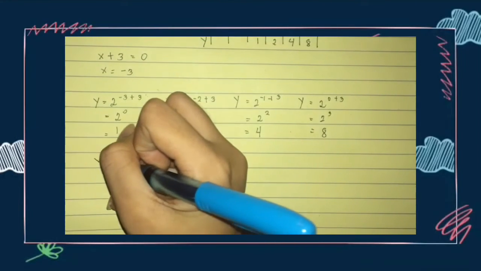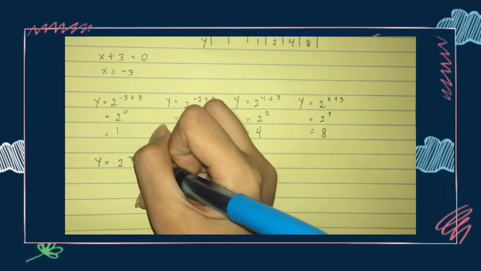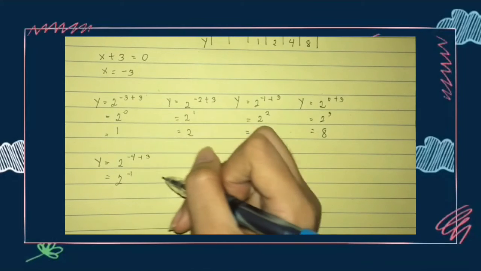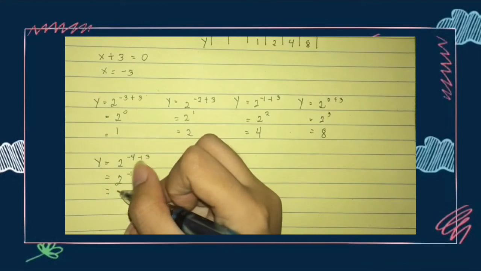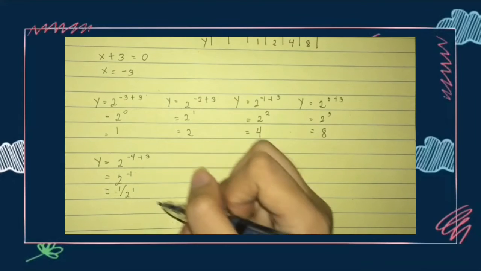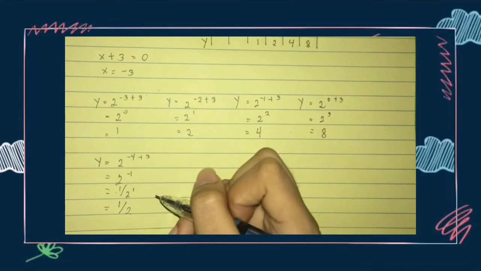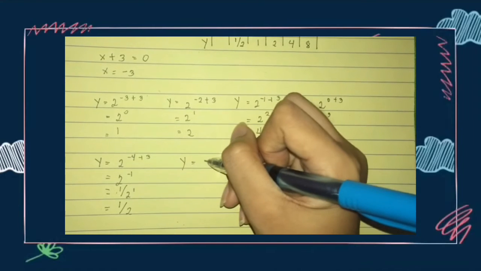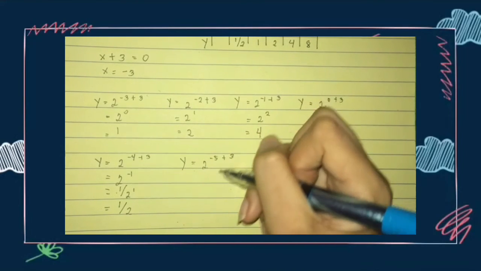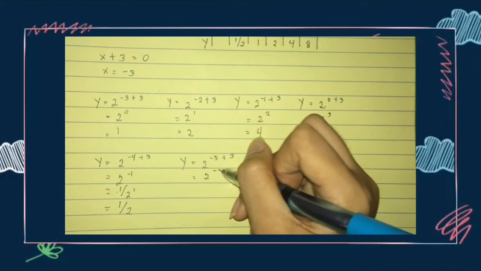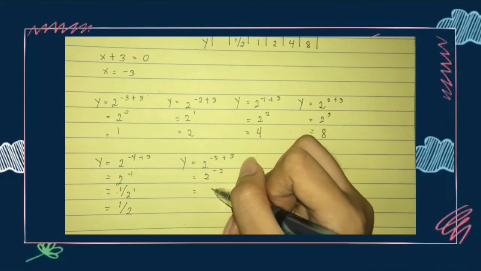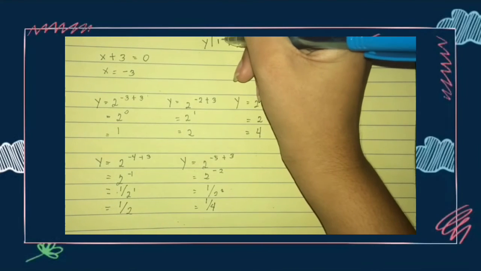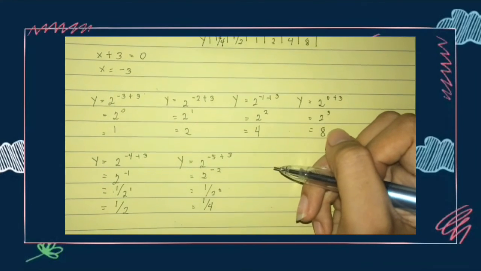So next, y is equal to 2 raised to negative 4 plus 3. It will become 2 raised to negative 1, which is equal to 1 over 2 raised to 1, which is equal to 1 half. So our fifth y is 1 half. So next, y is equal to 2 raised to negative 5 plus 3. It will become 2 raised to negative 2, which is equal to 1 over 2 raised to 2, which is equal to 1 fourth. So our last y is 1 fourth. And now let us graph it.